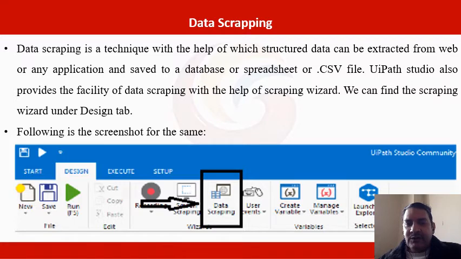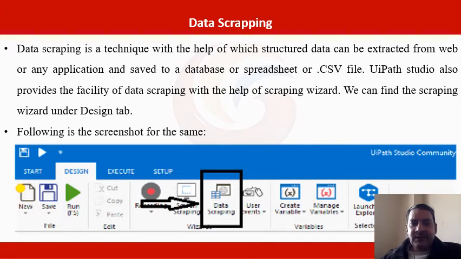You are seeing the screenshot for the same. As the recording option was there, which we have already discussed in the previous lecture, when you click the mouse on it, recording will be started. In the same way, there is an icon known as data scraping, and the adjacent icon is screen scraping. But in this particular lecture, we will discuss the data scraping. UiPath Studio provides this facility with the help of the scraping wizard. We can find the scraping wizard under the design tab.